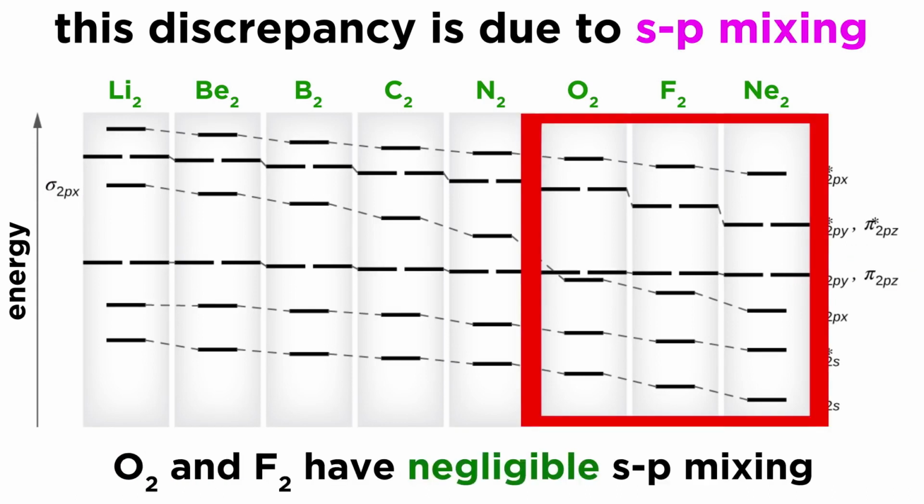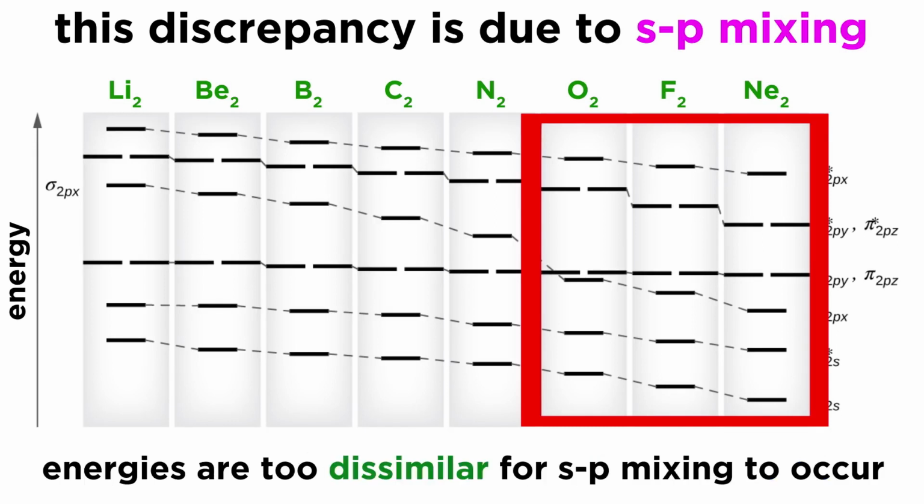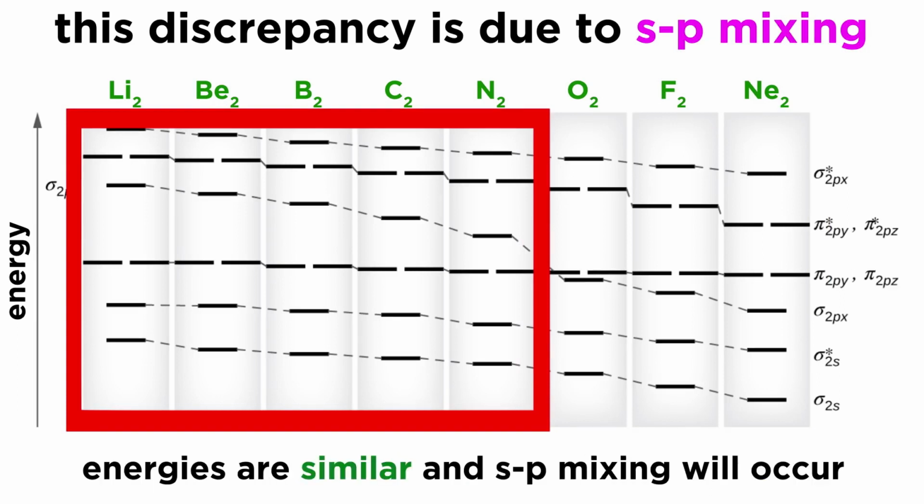Molecules like O2 and F2 have negligible sp mixing because the 2p orbitals in those atoms have some paired electrons. This raises the energy of the 2p orbitals, making them too dissimilar to the energy of the 2s orbital to allow mixing to occur. But going to the left on the period, where p orbitals have unpaired electrons or are vacant, the 2p and 2s orbitals are of similar enough energies that sp mixing will be prevalent and the order of the molecular orbitals will switch.